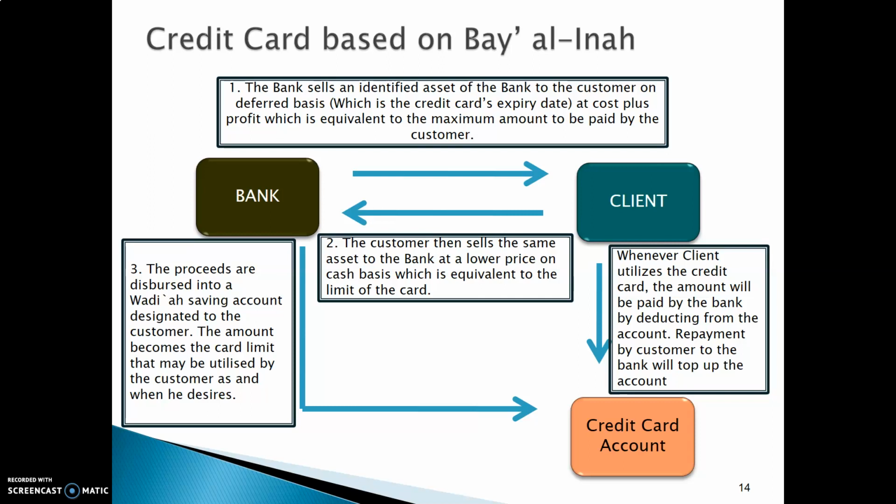And then second one, the customer then sell the same asset to the bank at a lower price. Customer jual semula kepada bank dengan harga 30,000 tadi. Okay, and that equivalent to the limit of the card. Maksudnya dia ni adalah menjual dengan harga limit dia 30,000. The proceeds are disbursed into a wadiah saving. Kemudian duit yang kita jual balik kepada bank tadi masuk ke dalam saving kita lah menggunakan account wadiah.